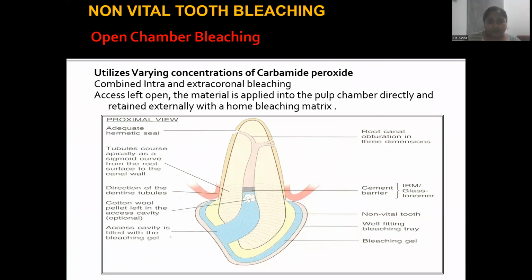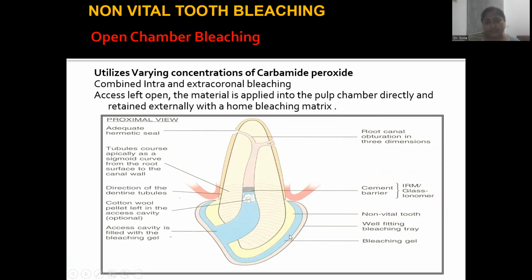Suppose you're choosing open chamber bleaching, in that case there is only a slight difference. The obturation should have a good seal, and then place the GIC barrier material and keep the bleaching agent inside the canal and keep it open. Don't place the temporary material. If needed, you can keep a cotton wool pellet inside the access cavity for retention of the bleaching material.